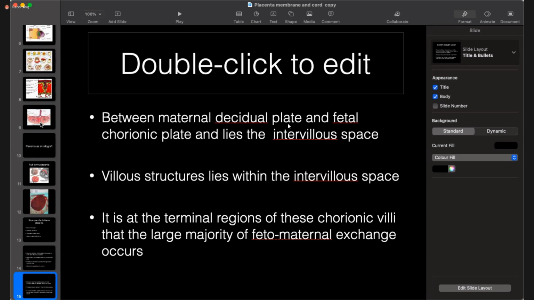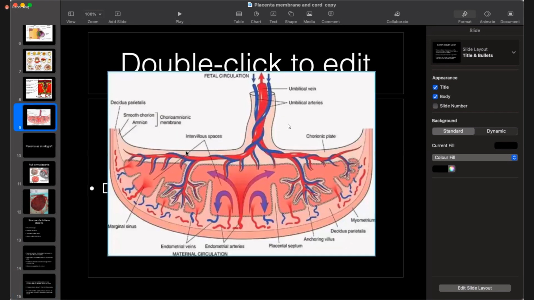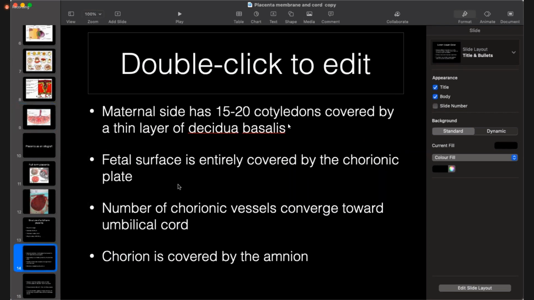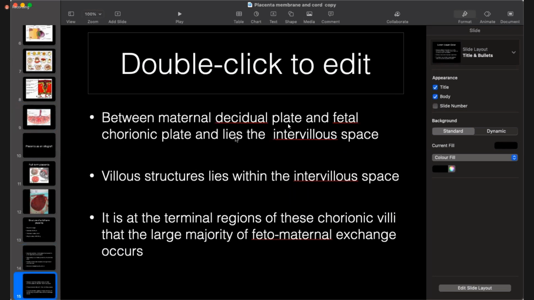As I said before, these are whatever I described. Between the maternal decidual plate and the fetal chorionic plate, this is the fetal chorionic plate, and this is called the decidual plate. In between these two plates lies the intervillous space. This intervillous space is pumped by maternal blood, and within it structures bathe. Those structures are called villus structures. Okay, villus structures are bathed by the blood in the intervillous space.